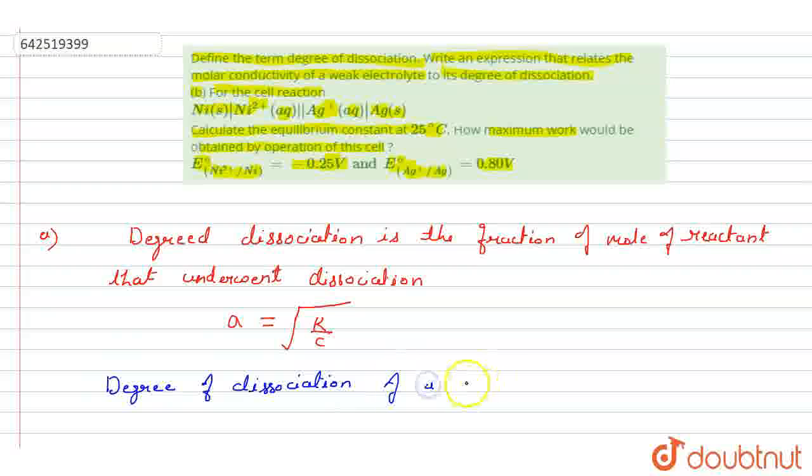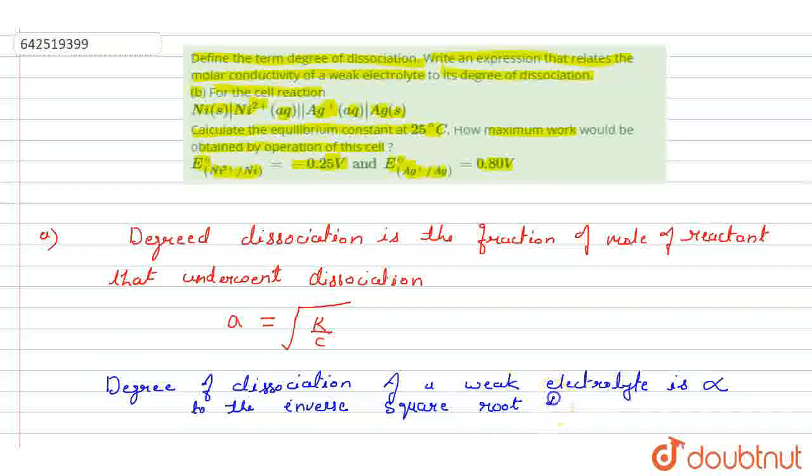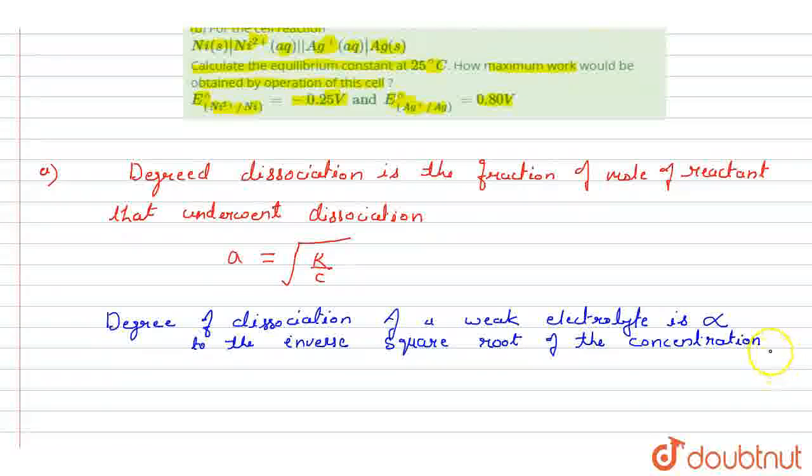of a weak electrolyte is proportional to the inverse square root of the concentration, or the square root of the dilution. Now let's see our part B.